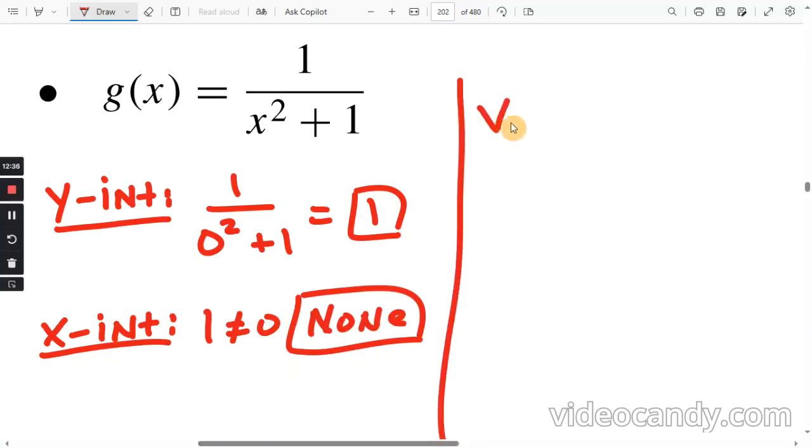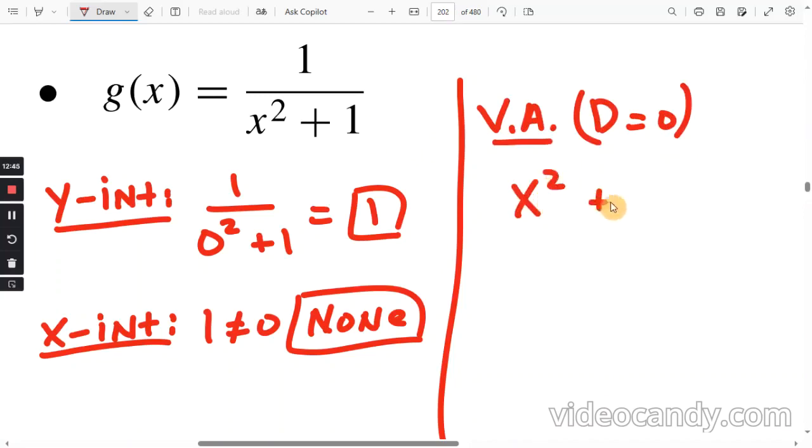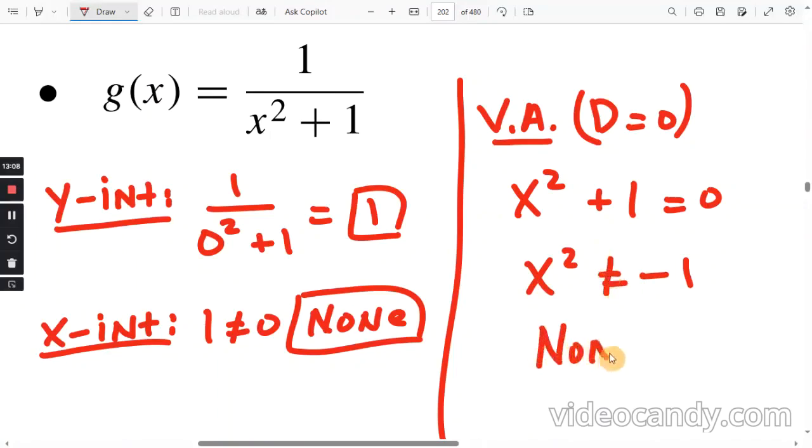For the vertical asymptote, denominator equals 0. All right, x squared plus 1 equals 0. Do minus 1 on both sides. And this is going to be an imaginary number. Okay, you can't plot an imaginary number on the real axis. So for the vertical asymptote, this can never be true. So for the vertical asymptote, there's none.